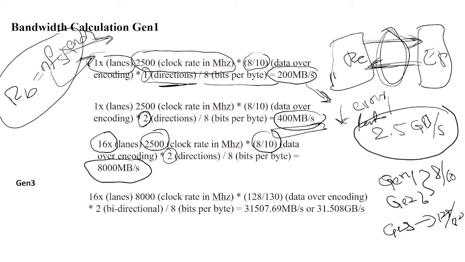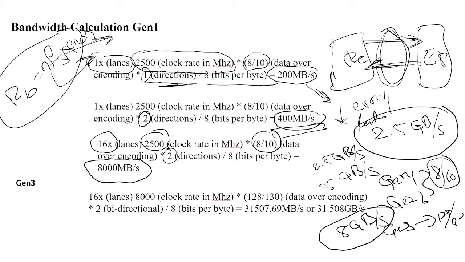So Gen 1 and Gen 2 use 8b/10b encoding. For Gen 1 we use 2.5 gigabits per second. For Gen 2 the bandwidth will double for every generation, so 5 gigabits per second. Gen 3 will have an operating frequency of 8 gigabits per second. As I told you, it should be double: Gen 1 is 2.5, Gen 2 is 5, and Gen 3 should be 10, but it is not like that. It is 8.